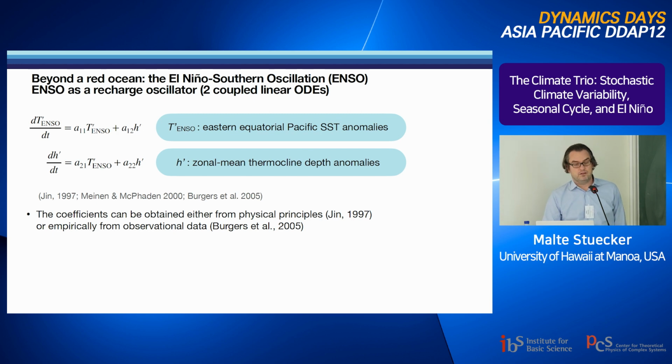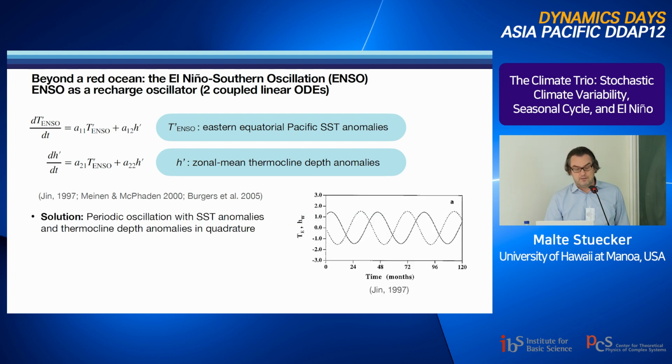The top one being the temperature tendency for SST anomalies in the Eastern Equatorial Pacific, and then a second equation for the heat content on the equator, or zonal mean thermocline depth anomalies. Now, these coefficients here, just written generally as those A coefficients, they can either be obtained from actual physical principles, or you can also empirically derive them from observational data.